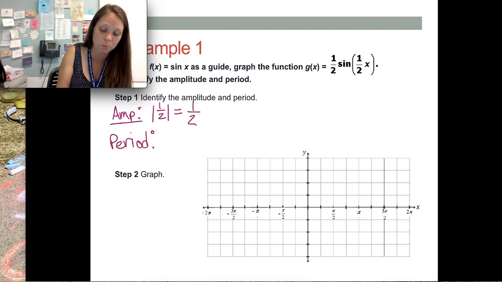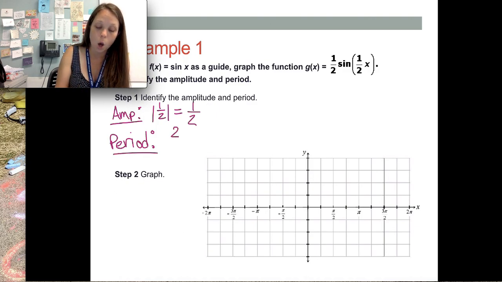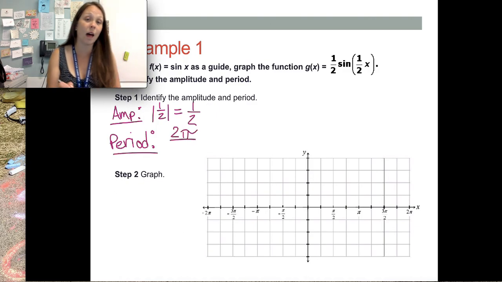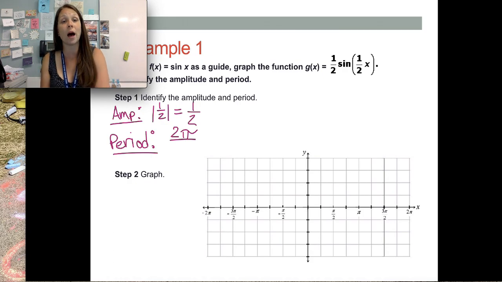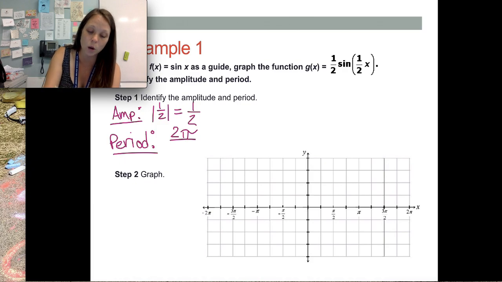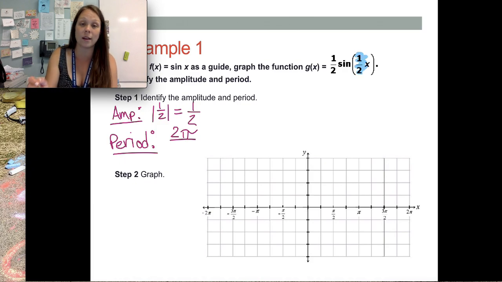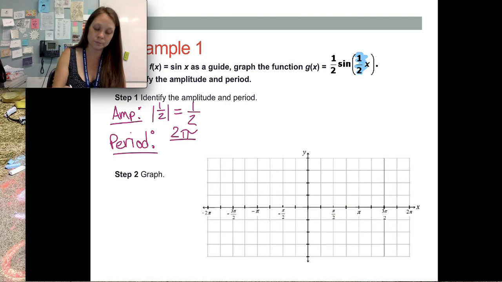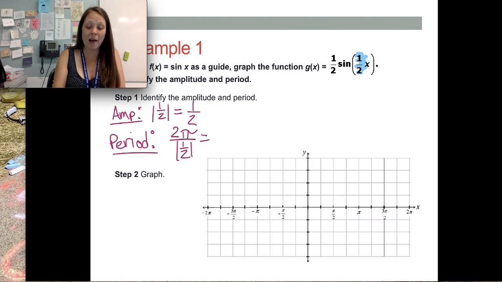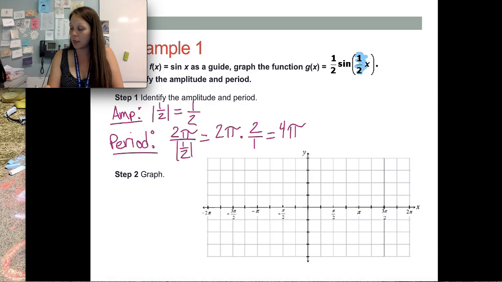Then we're going to calculate the period, which is going to tell us how long each cycle is of that wave before it gets put on repeat. Also from the previous slide, the way we calculate period is 2 pi divided by the absolute value of b, and b is what is being multiplied in front of x inside the trig function, so 1/2 in this case. 2 pi divided by the absolute value of 1/2 is the same thing as 2 pi times the reciprocal, which would be 2/1. And so we get a length of 4 pi.